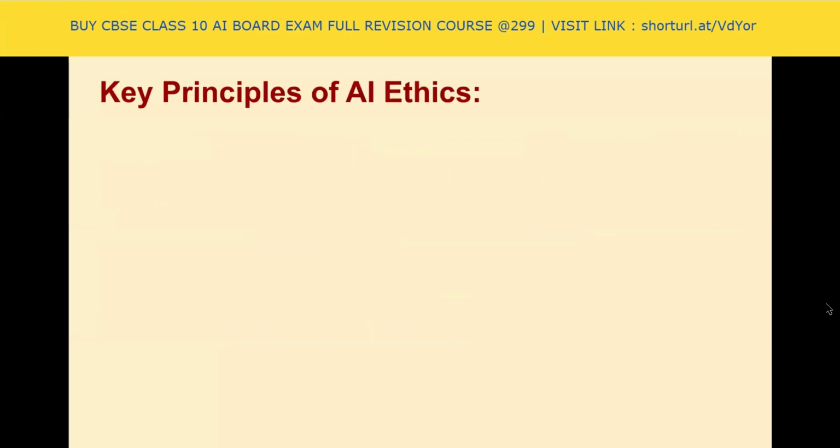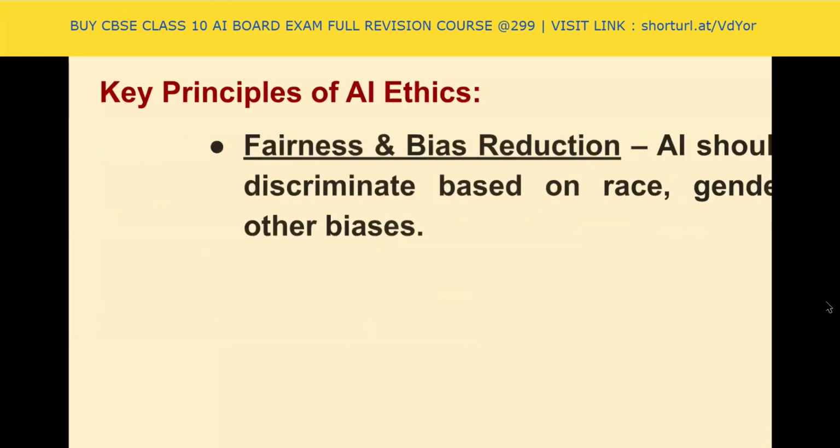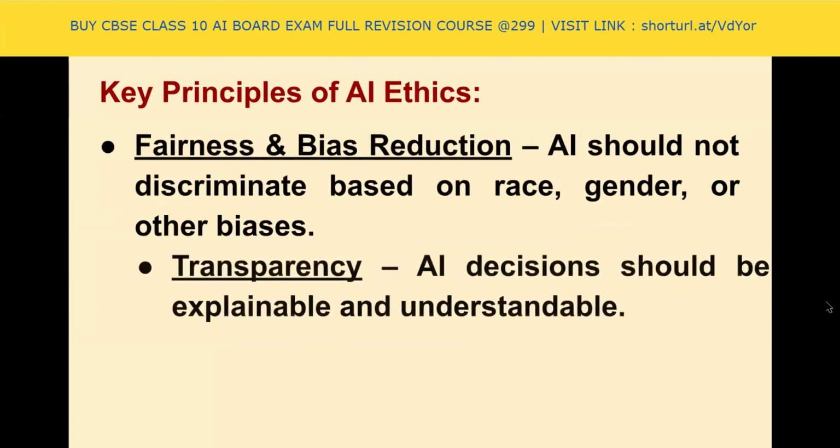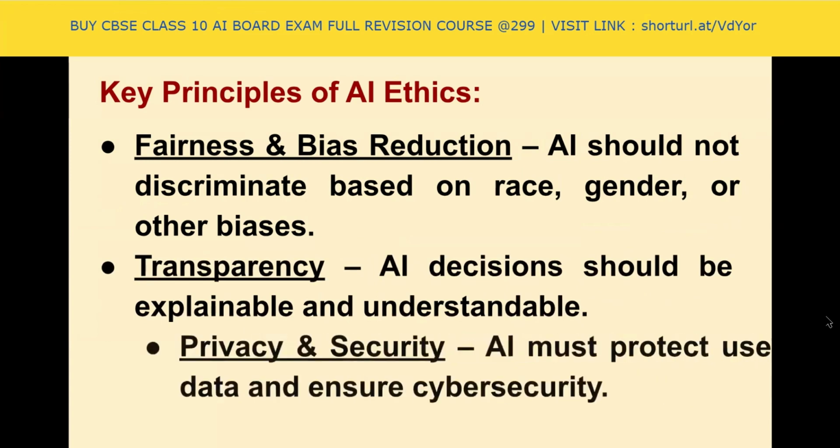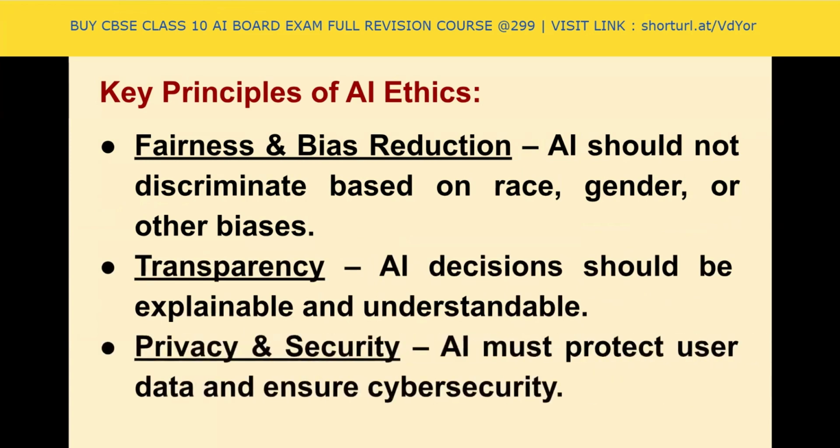Okay, so let's move to the next one. What are the key principles of AI ethics? One is fairness and bias reduction. Second is transparency. Then we have privacy and security. So let's understand each one of them. What do they mean by each of these key principles?